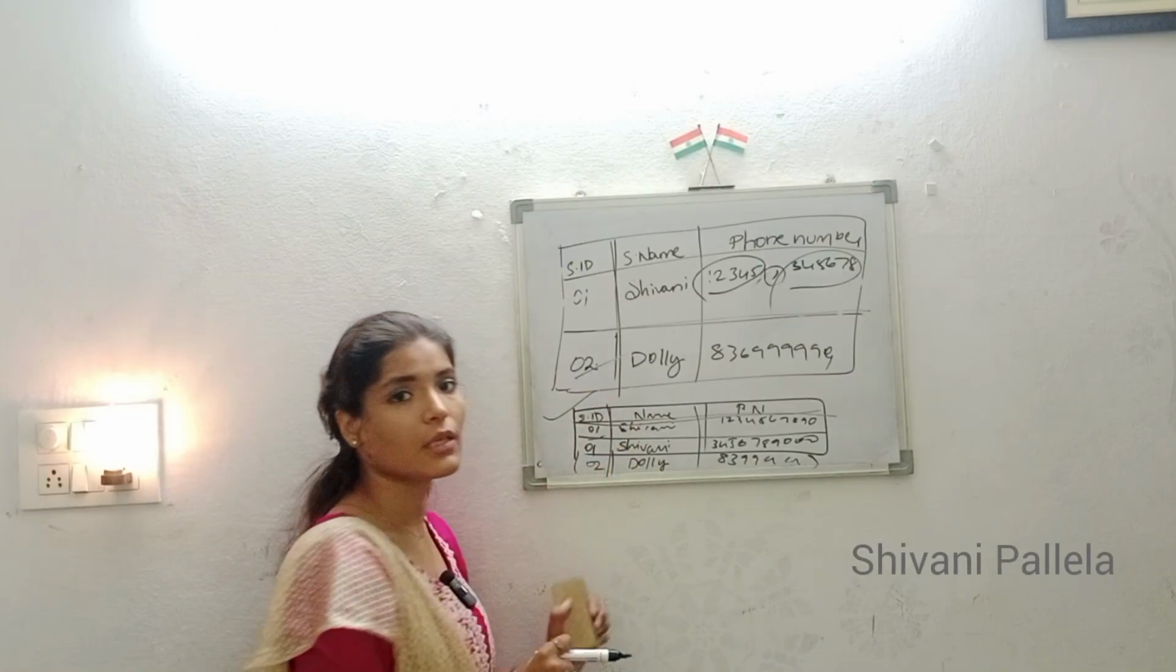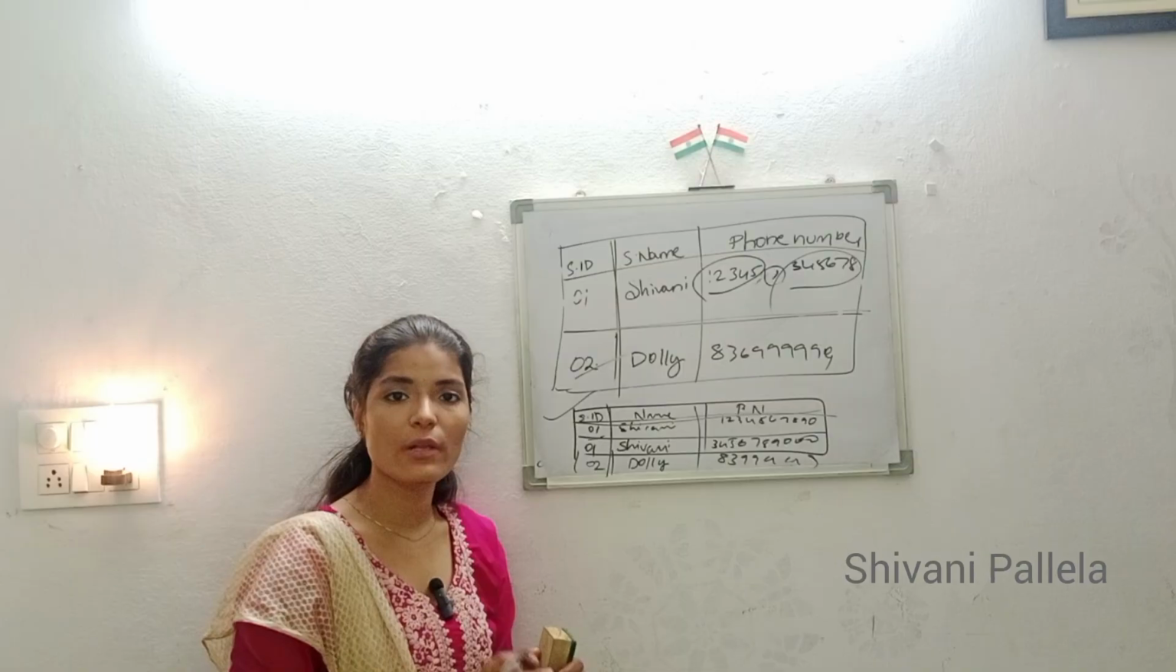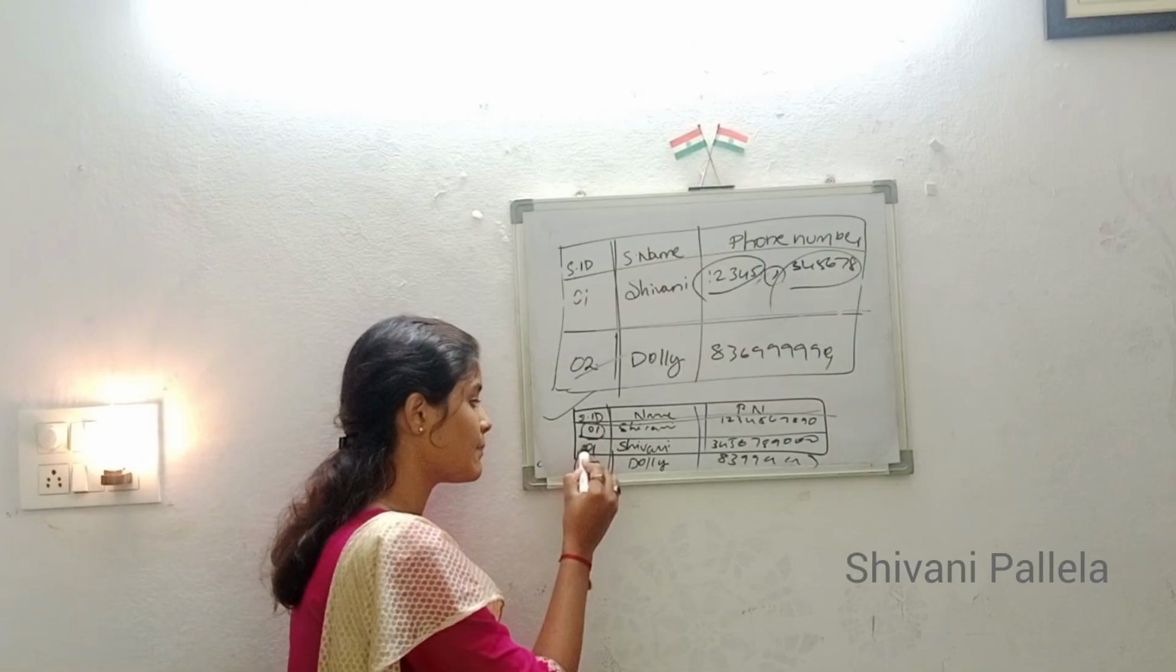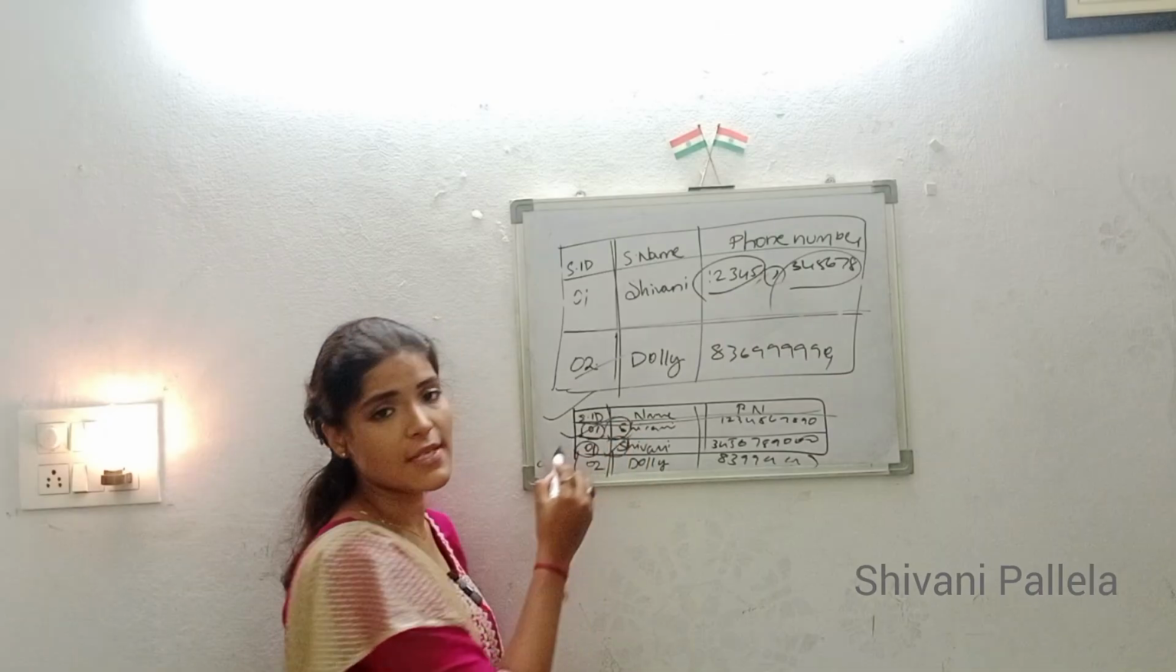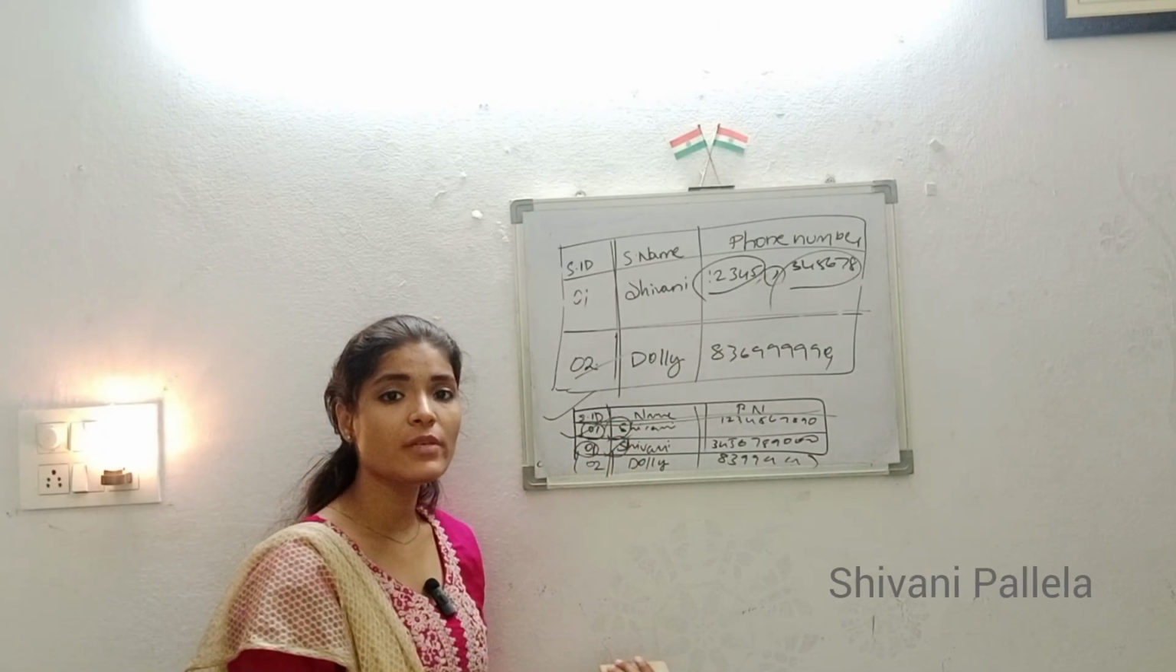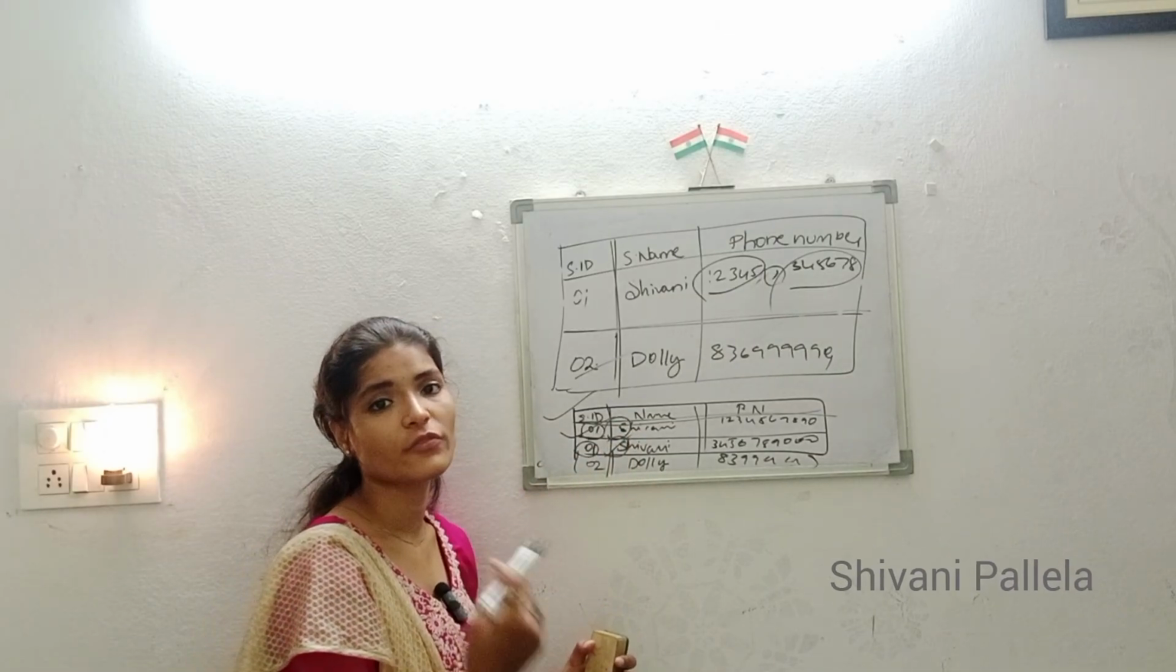But what is the loophole of first normal form? You are getting repetition of data. Shivani is repeating 2 times, right? Her hall ticket number is also repeating 2 times, which means data redundancy, meaning repetition of data.